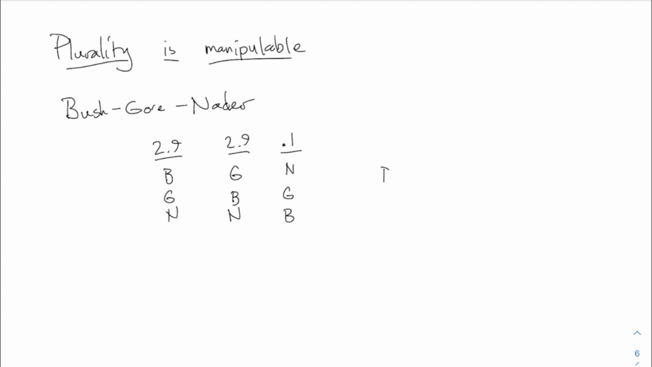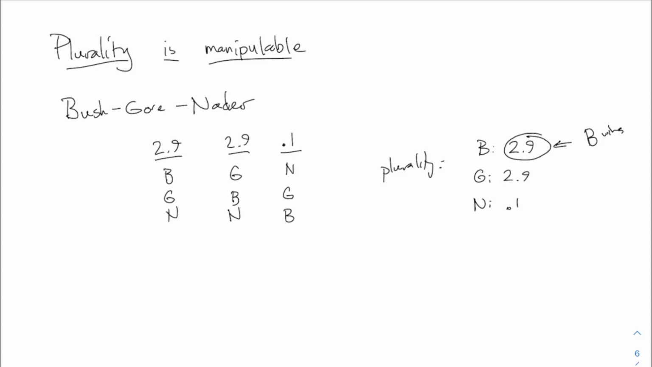And with plurality, you count up who's on top. Bush got 2.9 million, Gore got 2.9 million, and Nader got 0.1. And the winner was Bush. I rounded off these numbers. If you look at the true numbers, Bush's numbers were very slightly more than Gore's, and so Bush wins. As written, it looks like a tie, but in the real world, of course, Bush was the winner.